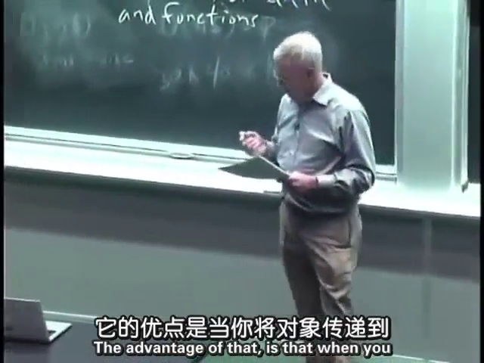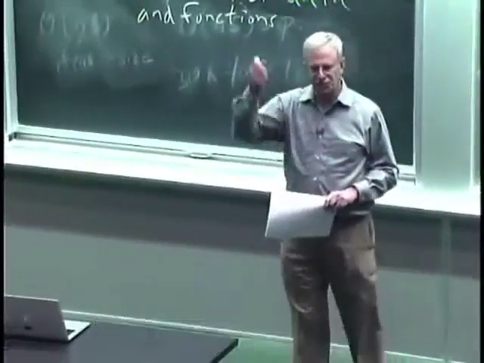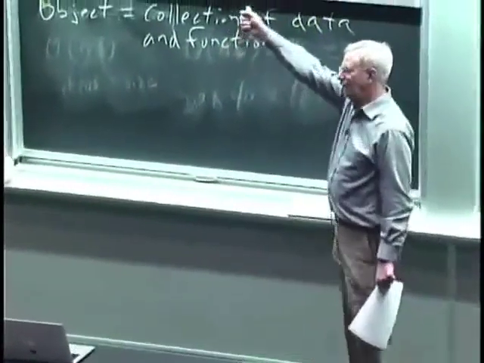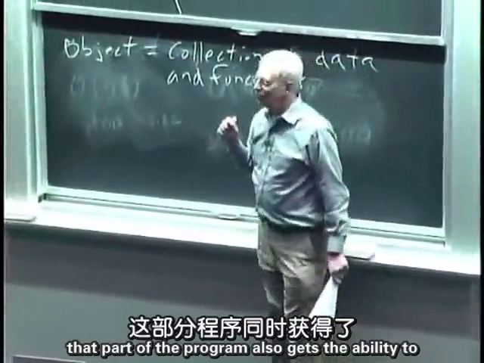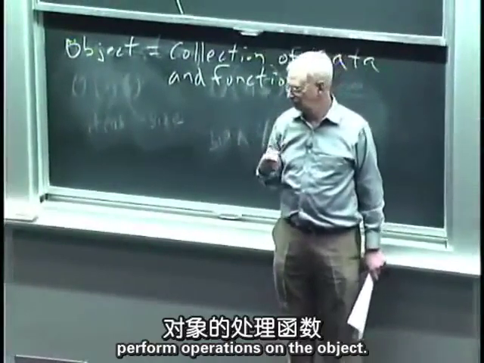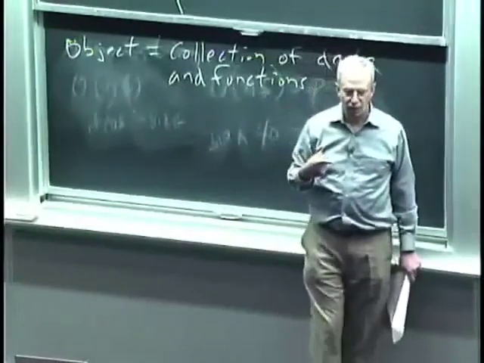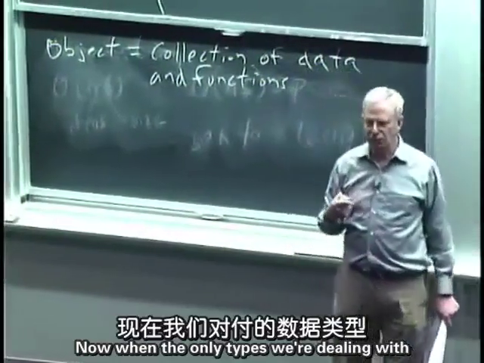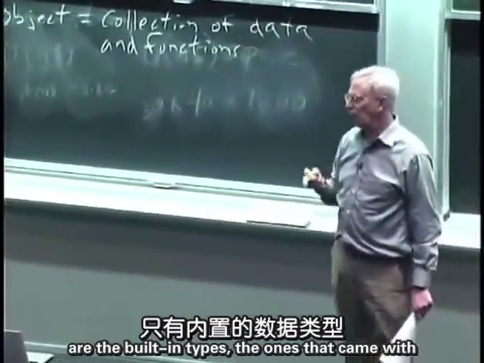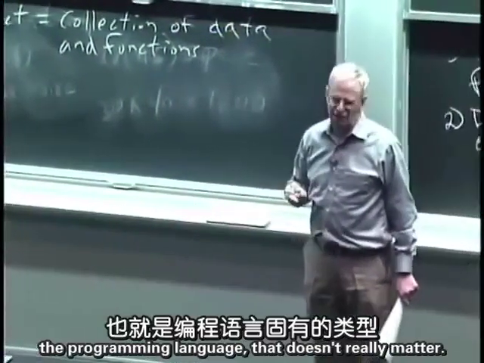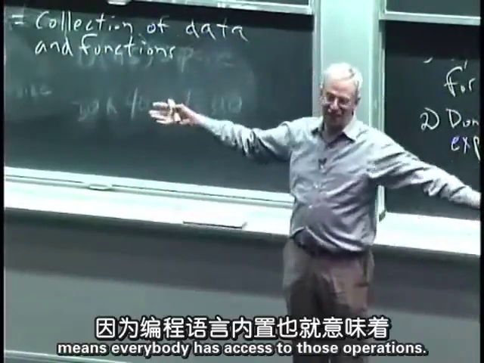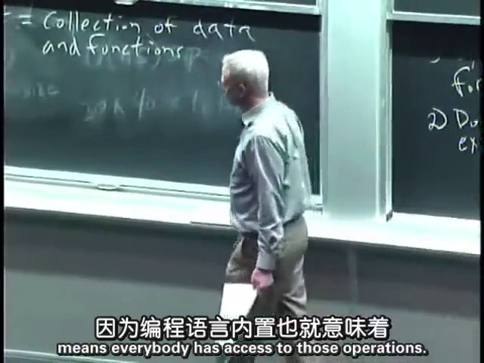The advantage of that is that when you pass an object to another part of the program, that part of the program also gets the ability to perform operations on the object. Now, when the only types we're dealing with are the built-in types, the ones that came with the programming language, that doesn't really matter. Because, well, the programming language means everybody has access to those operations.